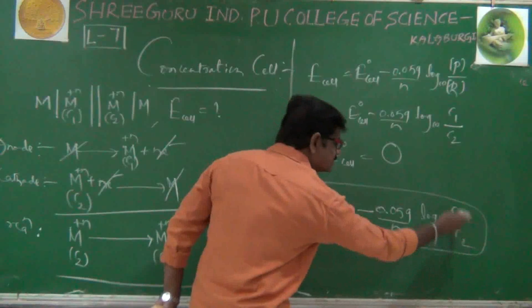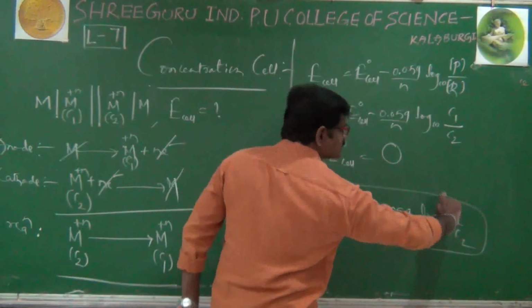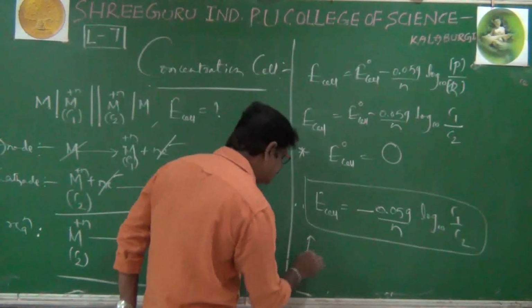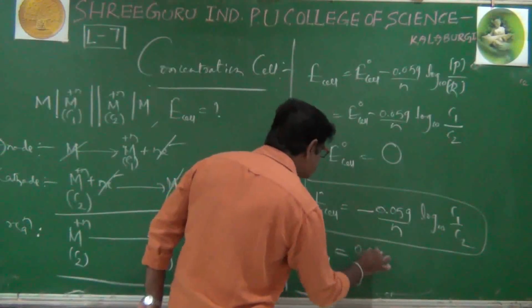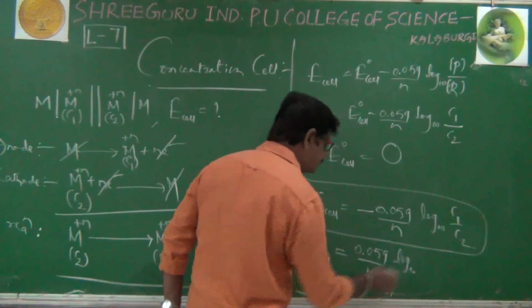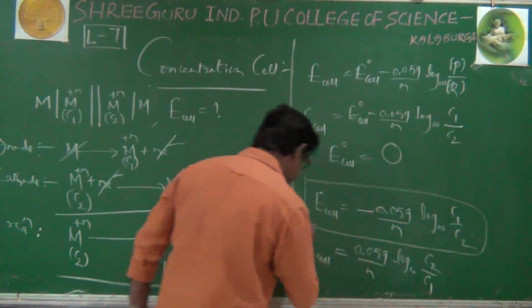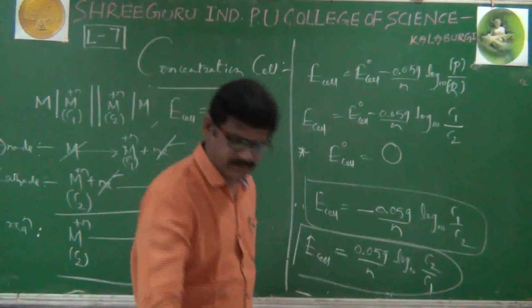Or if you interchange C1 and C2, bringing C2 into the numerator and C1 into the denominator, this minus becomes plus. Therefore E cell is equal to 0.059 by n log base 10 C2 divided by C1. This is also a cell potential formula only.